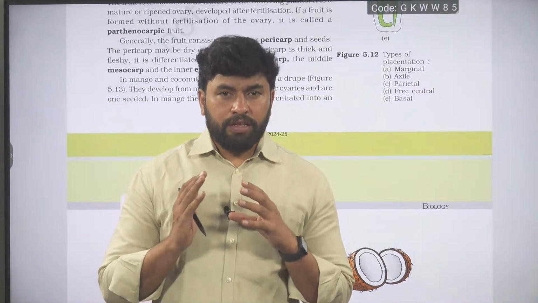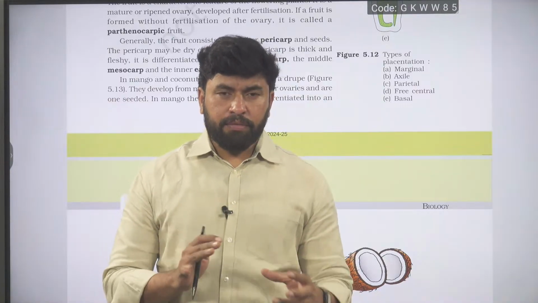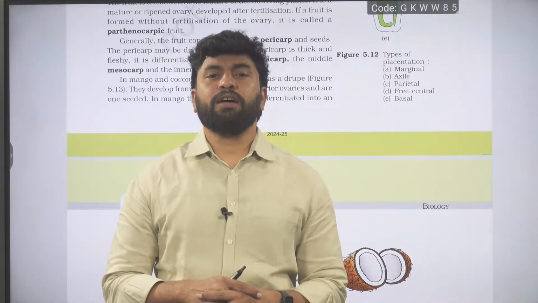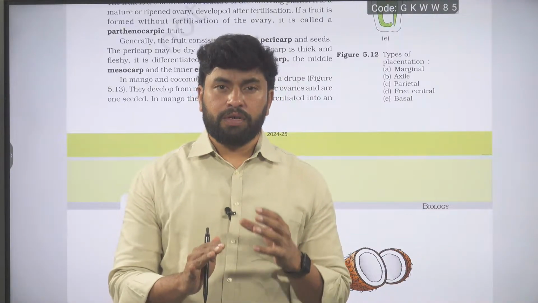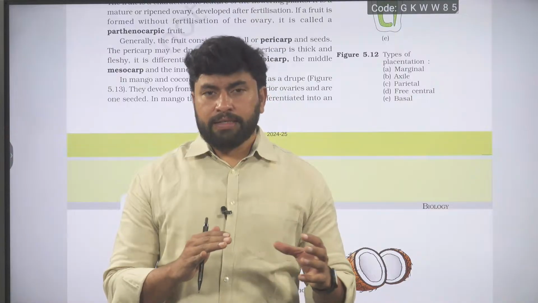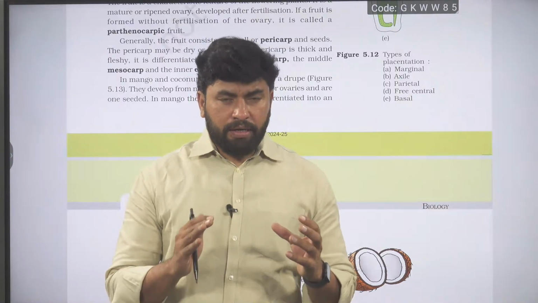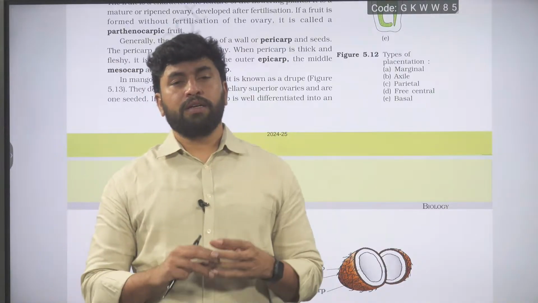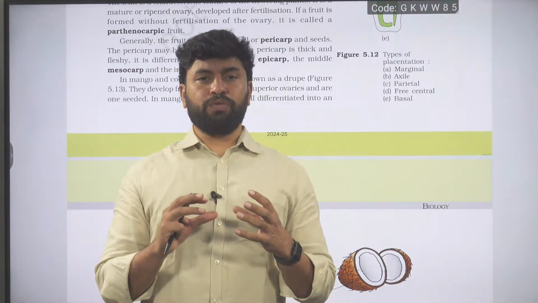Generally, in the flower, fruit comes from the ovary. If the fruit developed from the ovary, such a fruit is called a true fruit. Other than the ovary, sometimes another part of the flower may develop into a fruit. Such fruits are called false fruit or pseudo fruit.